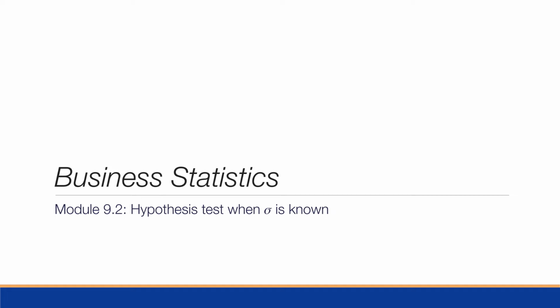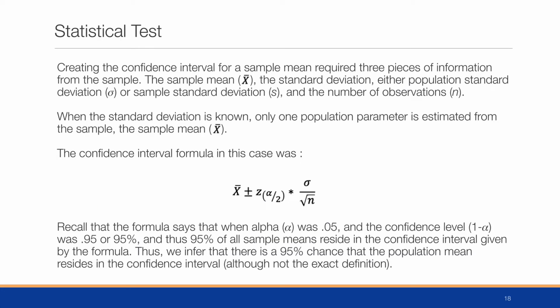We're going to look now at conducting a hypothesis test when we know the population standard deviation. Creating the confidence interval for a sample mean required three pieces of information from the sample. It required the sample mean, the standard deviation, which could either come from a population standard deviation or a sample standard deviation, and the number of observations.